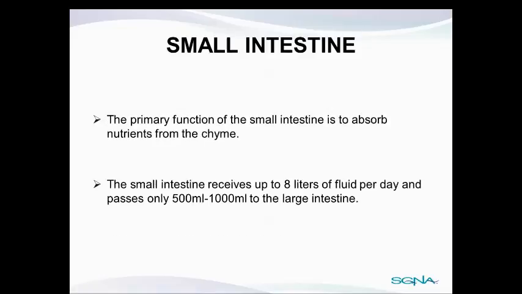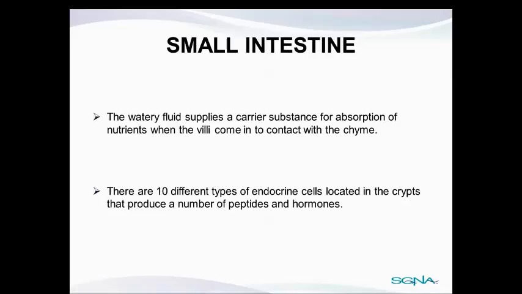The primary function of the small intestine is to absorb nutrients from the chyme. The small intestine receives up to 8 liters of fluid per day and passes 500 to 1,000 milliliters into the large intestine. The watery fluid supplies a carrier substance for absorption of the nutrients when the villi come in contact with the chyme. There are about 10 different types of endocrine cells located in the crypts that produce a number of peptides and hormones.